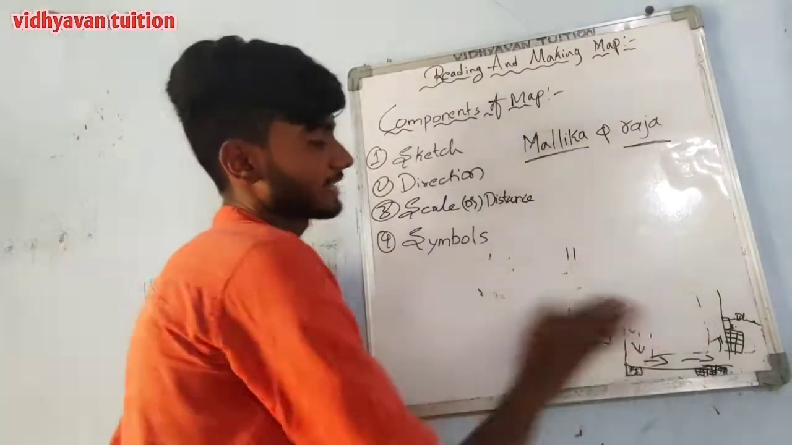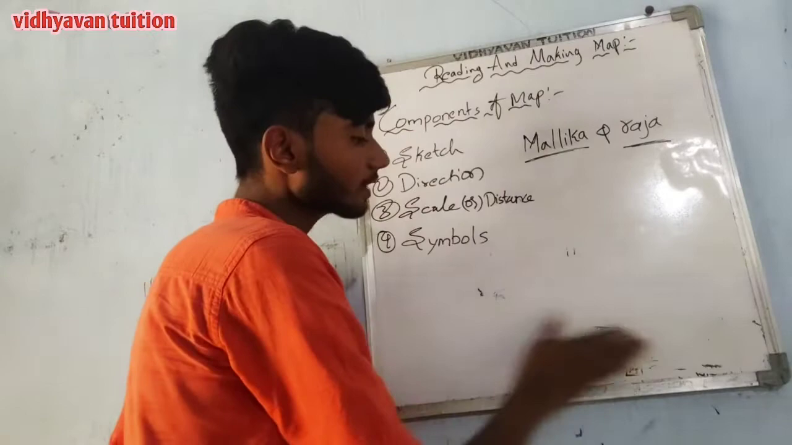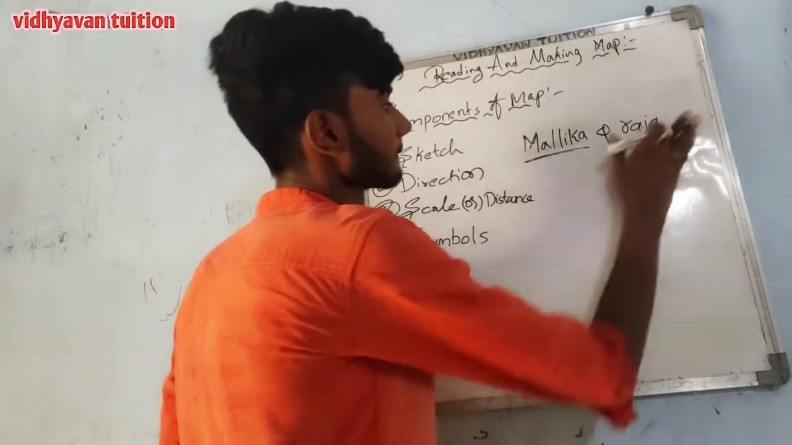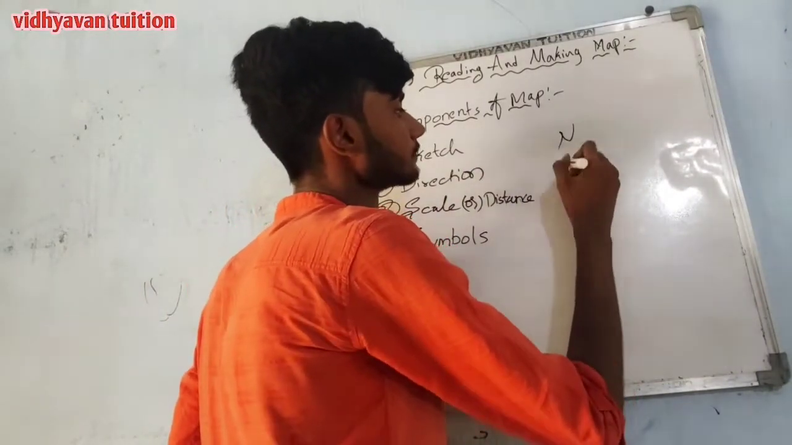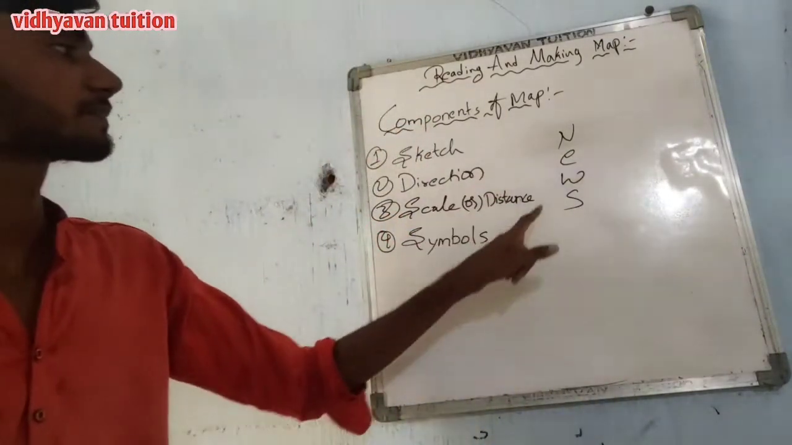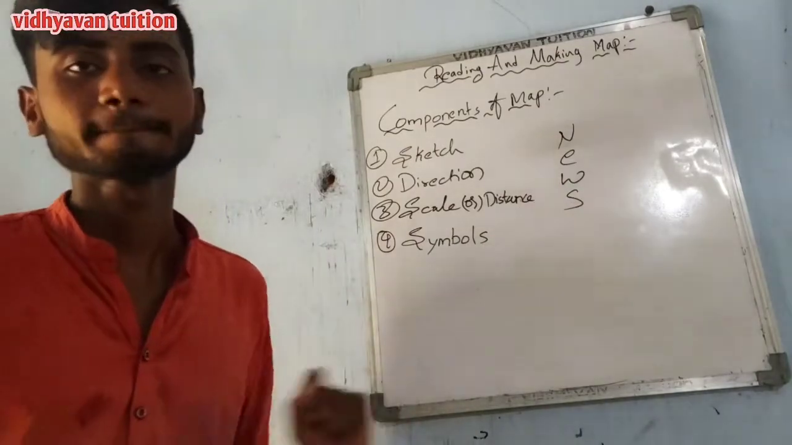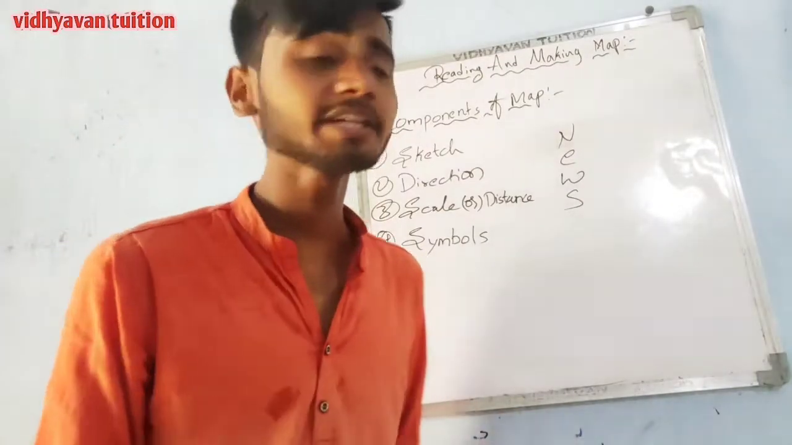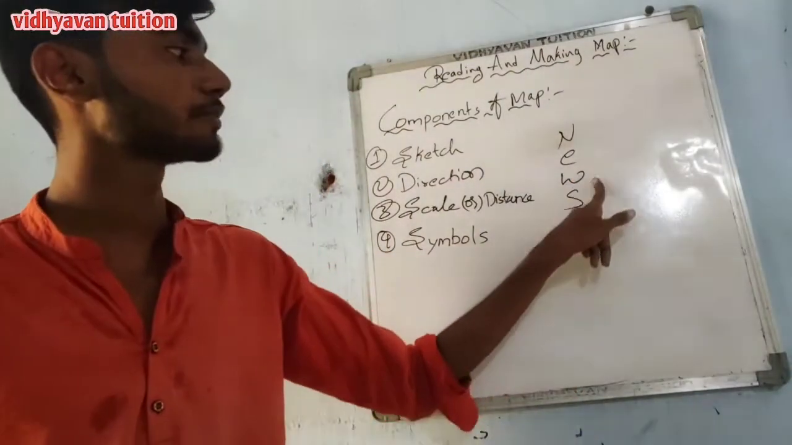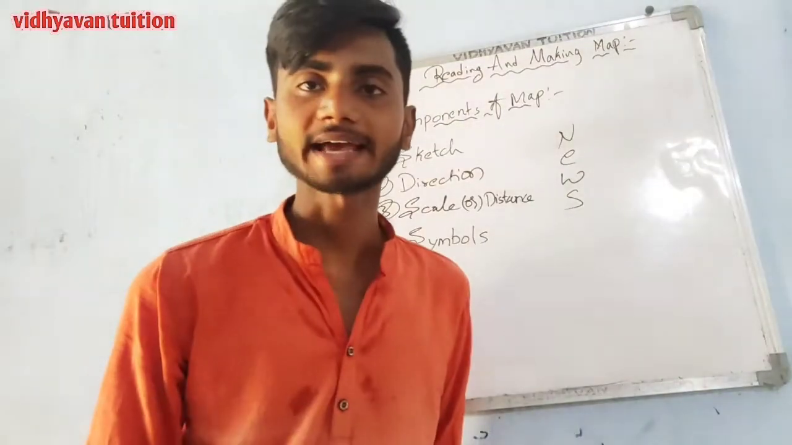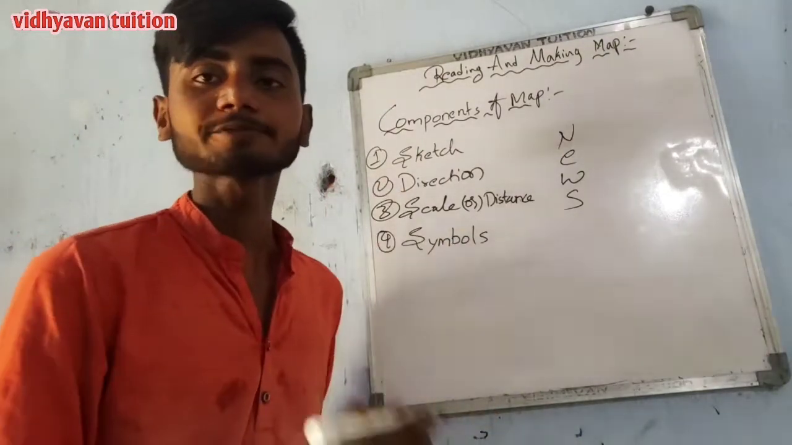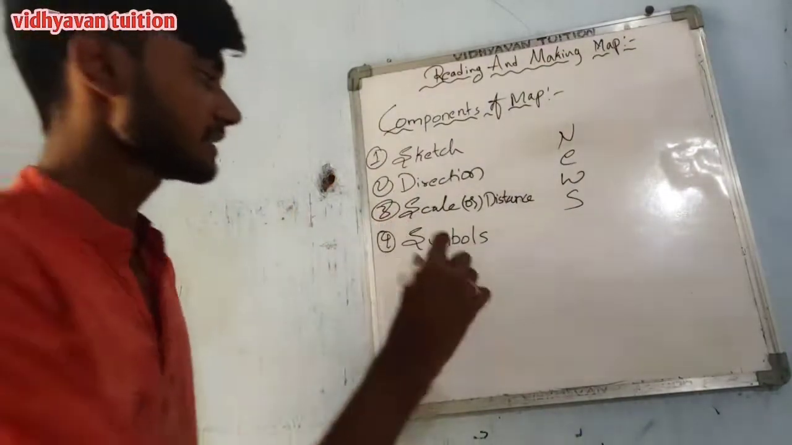Now we will see about the direction. What is direction? Some of you know the direction. What is this? NEWS, news. What is the meaning of NEWS? North, east, west, south. These are the directions. You know that. Then see, in some maps there is something. See, suppose this.